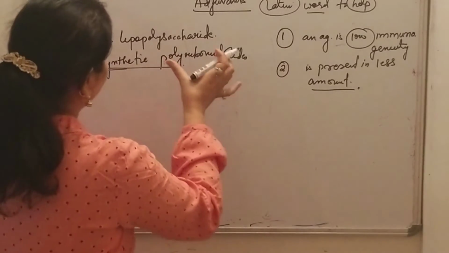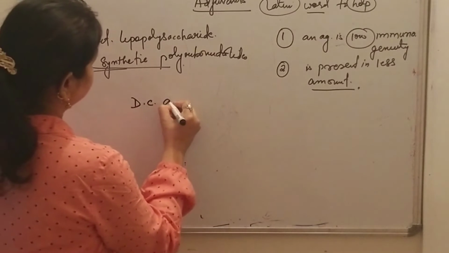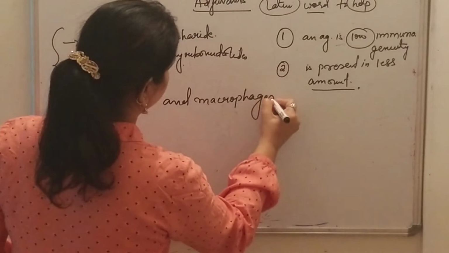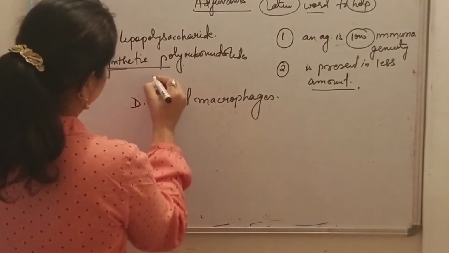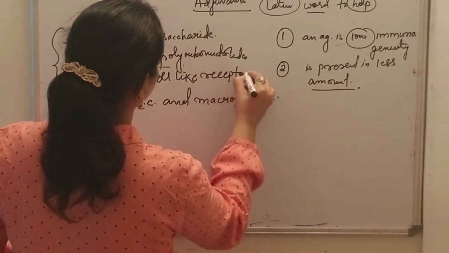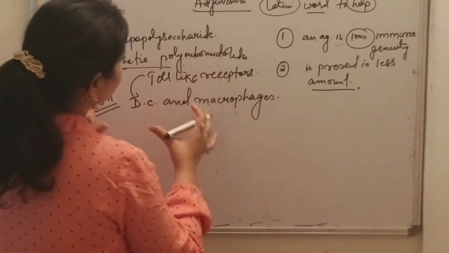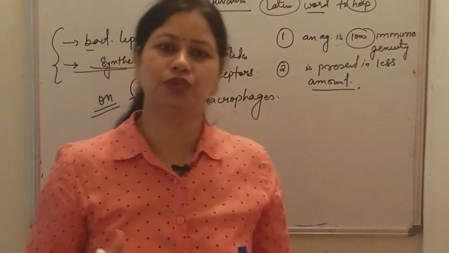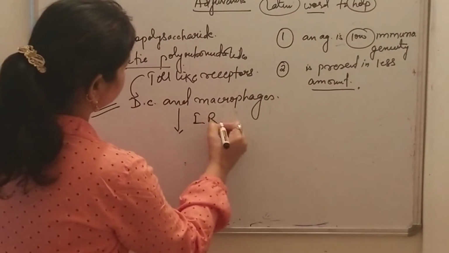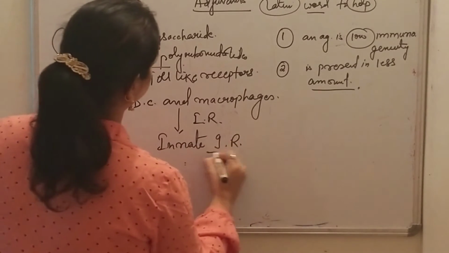These are now recognized as ligands for the toll-like receptors present on dendritic cells and macrophages. They then stimulate the immune response through the activation of the innate immune response.